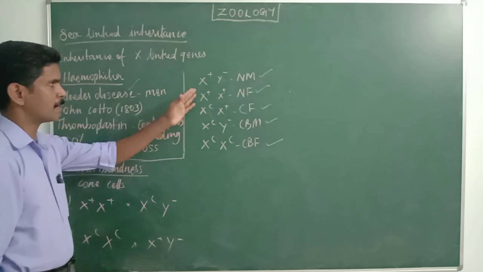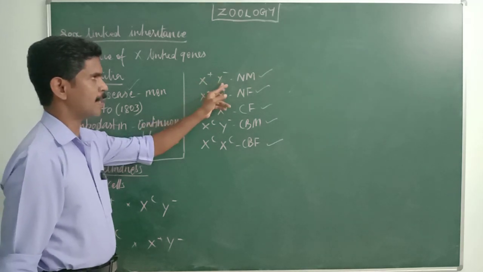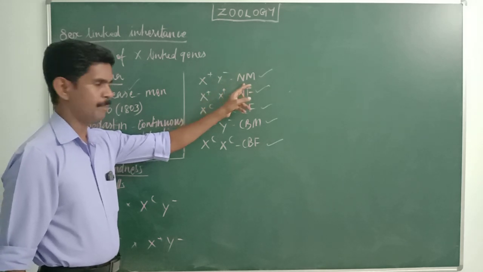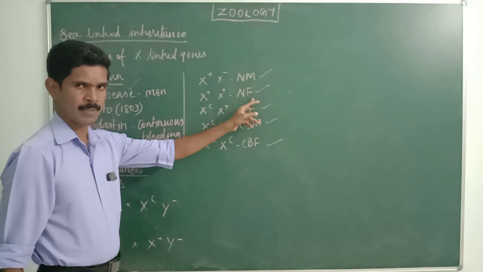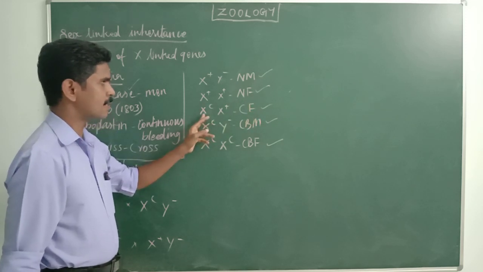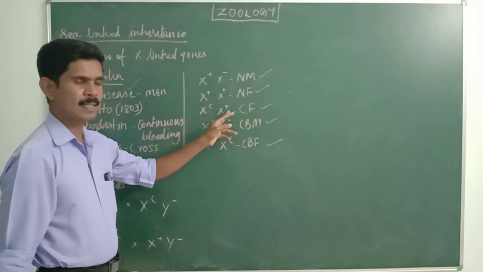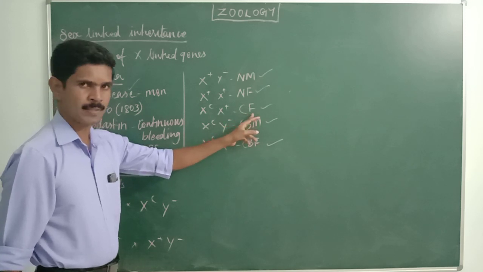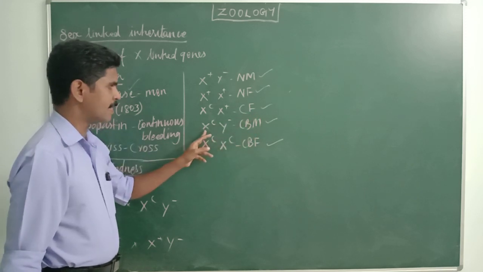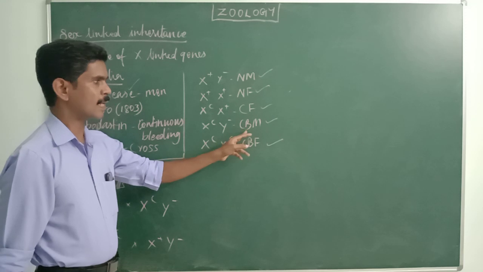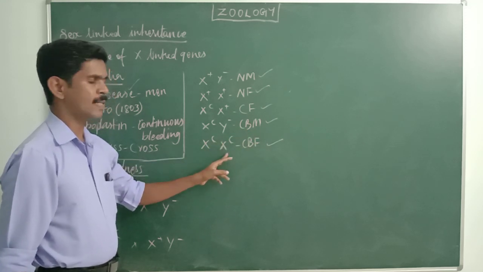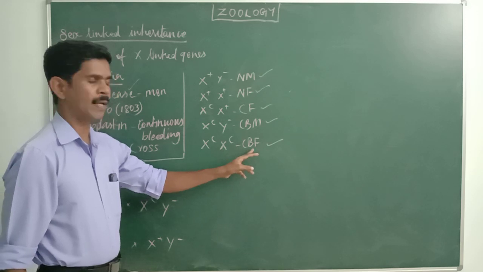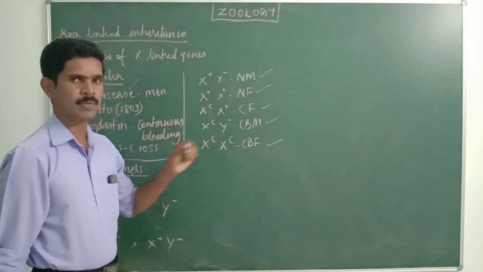Okay, so let's repeat this one. X plus Y minus is the normal man. Then X plus is a normal female gamete. Then XC and X plus is the carrier female's gamete. Then XC Y minus is the colorblind male gamete. Then XC and XC is the gamete of a colorblind female. Hope you understood this one.